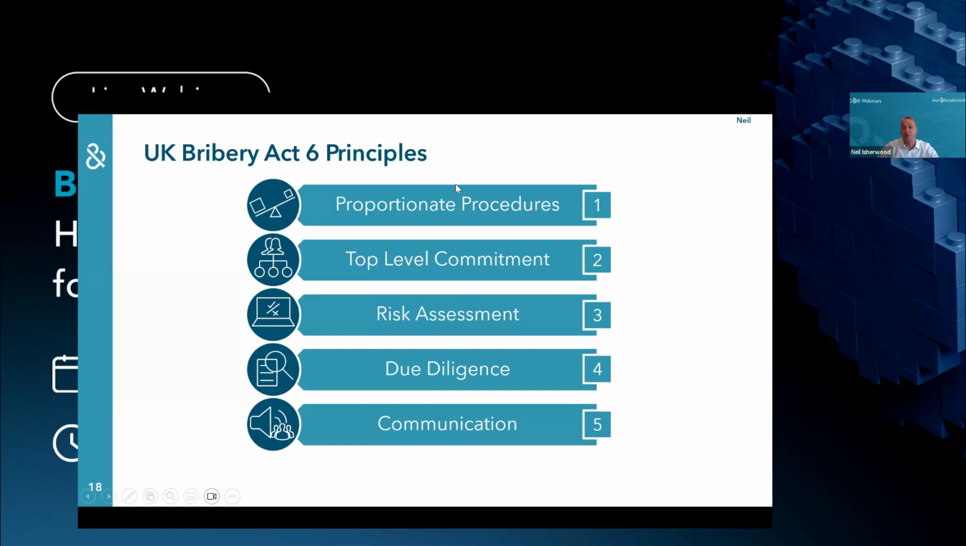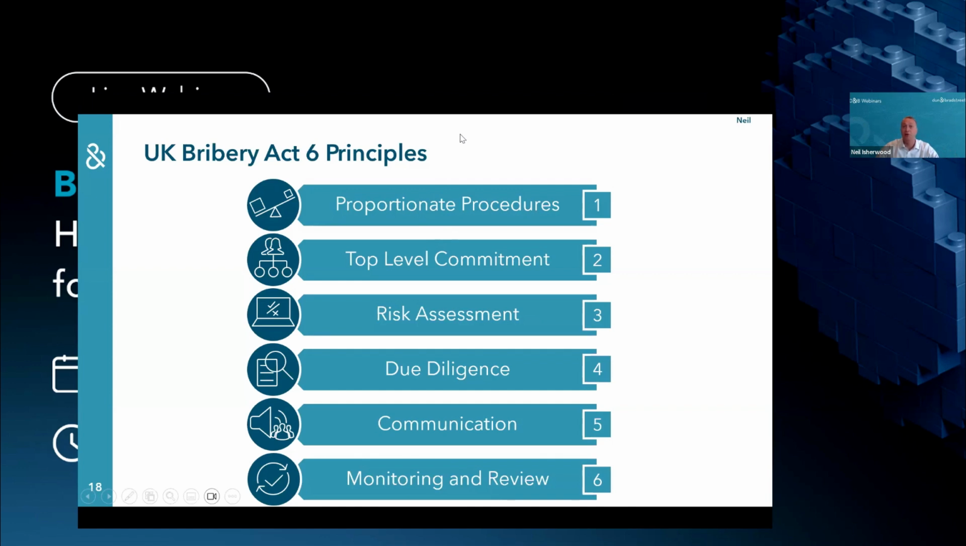And then after that, communication is really key. It's got to be pushed out around the organization, both to internal people and also external communication. So the third parties and perhaps your supply chain that you're dealing with, you've got to be able to communicate why you're doing it effectively. And then the last principle is monitoring and review. Again, they're effectively saying, don't just put this in place once and forget about it. Keep looking at whether this guidance, this policy, is actually performing.